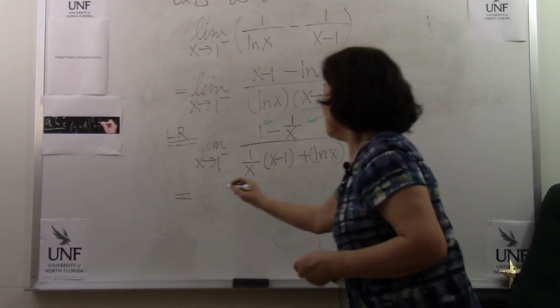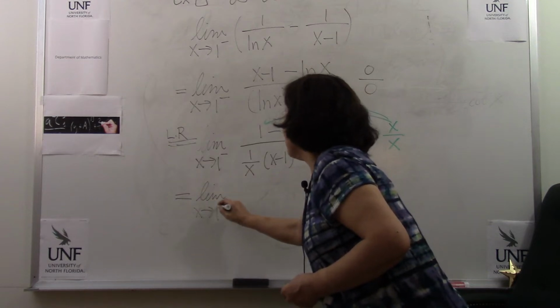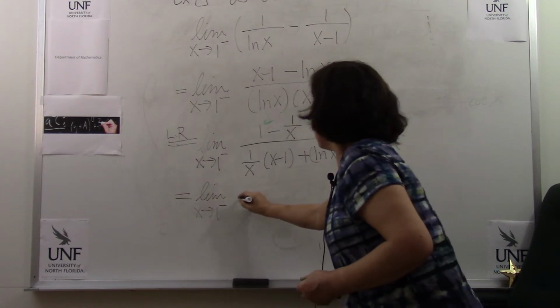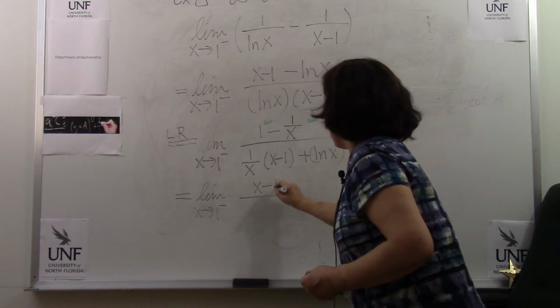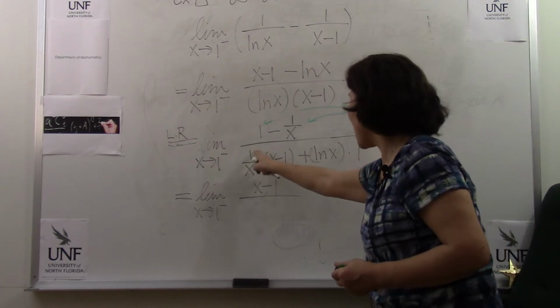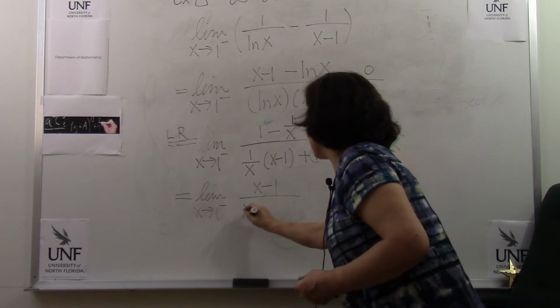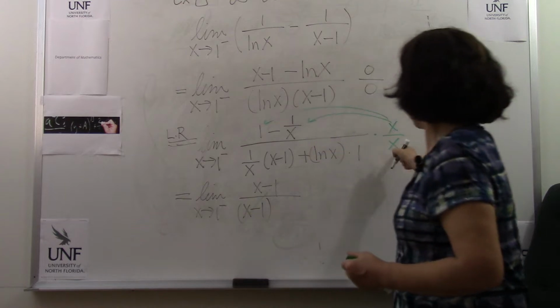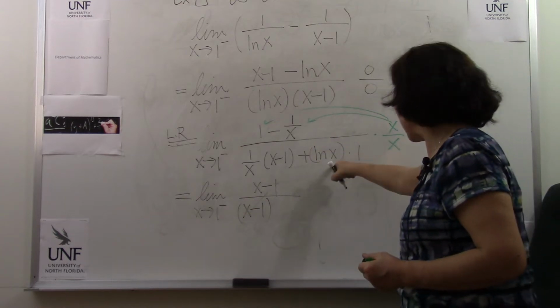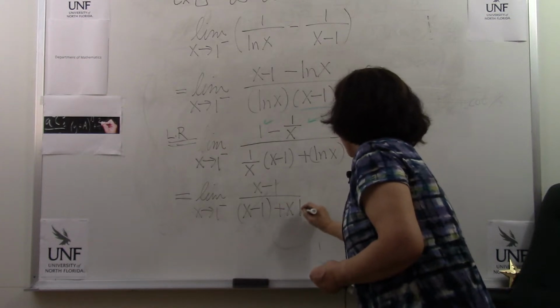So what do we have? Here is a limit as x goes to 1 minus. This part is x minus 1. What about this part? X will cancel this 1 over x over here. So this is x minus 1. The next one is, we have to multiply, distribute over here also. So plus x times ln x.